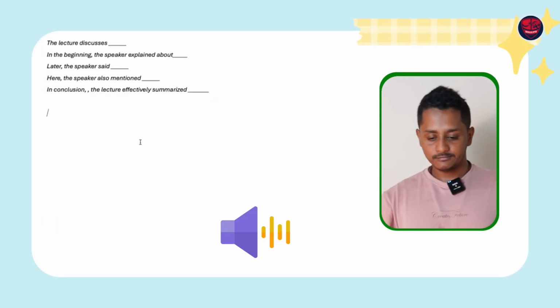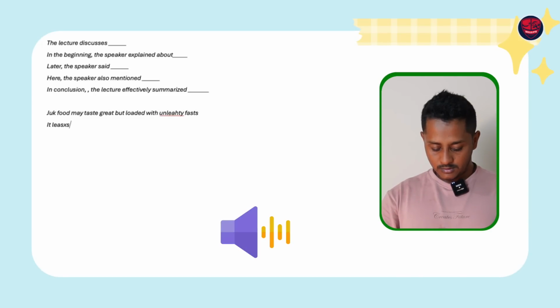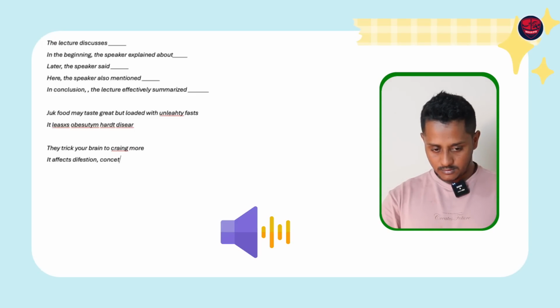Let's start. Junk food may taste great, but it's loaded with sugar, salt, and unhealthy fats. These ingredients can lead to obesity, diabetes, heart disease, and even mood swings. Most junk foods are low in nutrients and high in empty calories. They trick your brain into craving more while offering little real energy or nourishment. Regular consumption can also affect your concentration, sleep, and digestion. Over time, it damages your body inside and out.